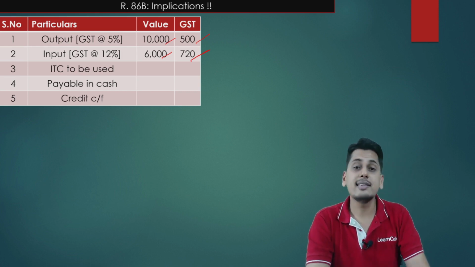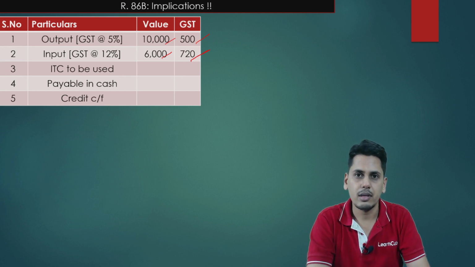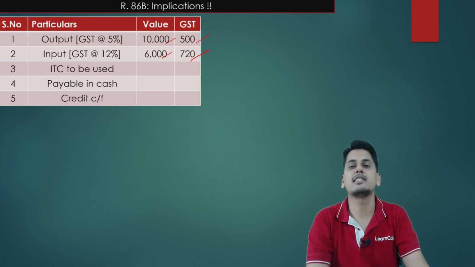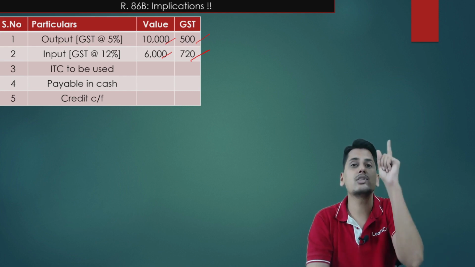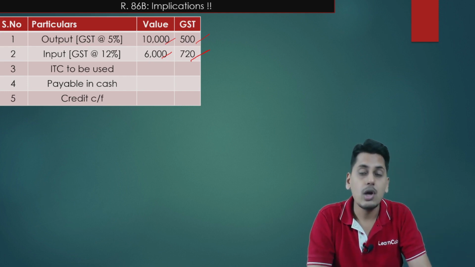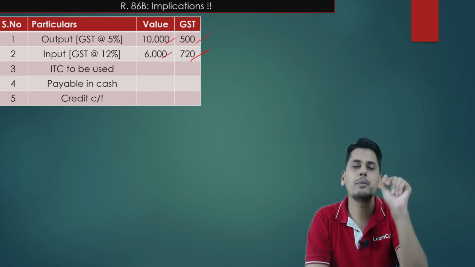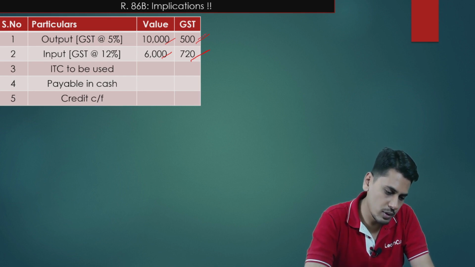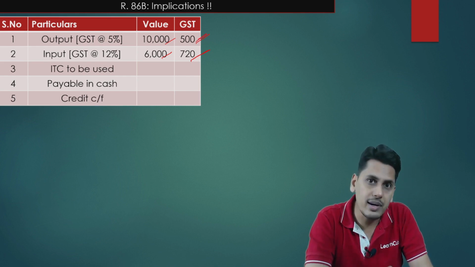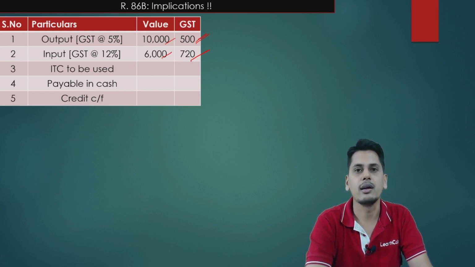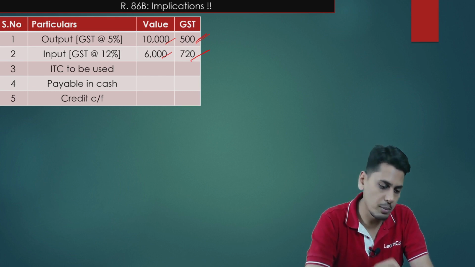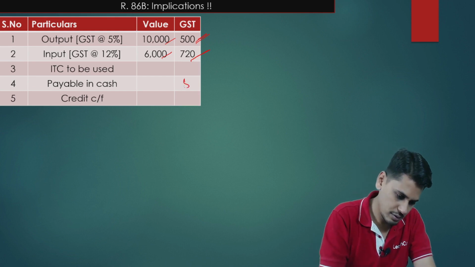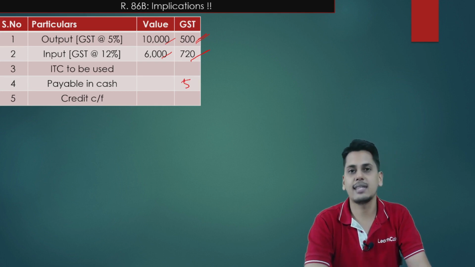Now friends, let's say 86B is applicable. In those cases, please understand, as regards 86B, at least 1% of your output tax needs to be paid through your electronic cash ledger. So now friends, how much is his output tax? His output tax is 500. At least 1% of this he has to pay from the electronic cash ledger. So how much is payable in cash ledger? Here we go, 500 into 1%. 5 he has to pay from his cash ledger.